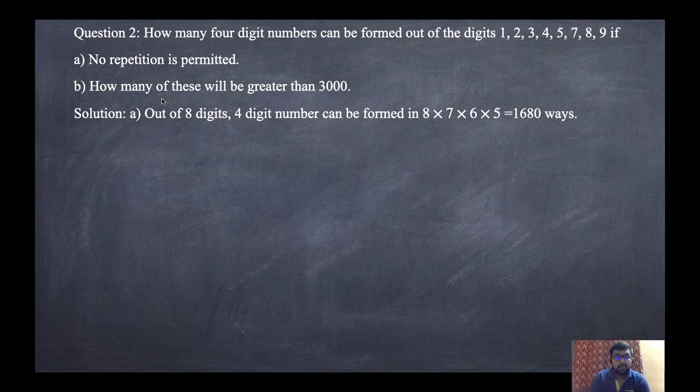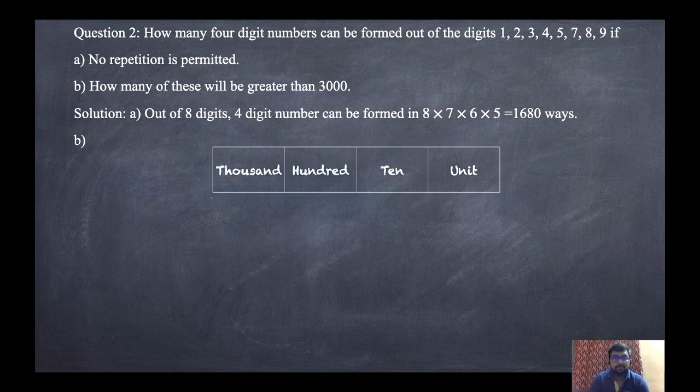Now in second, how many of these will be greater than 3000? And here also repetition is not allowed. Just consider that. Now it will be greater than 3000. So here we have a 4-digit number. So these are the places. This is unit place, tens place, hundreds place, and thousands place. Now we have been given the condition that it has to be greater than 3000. So that means for thousands place we cannot choose 1, and we cannot choose 2. We can choose 3, 4, 5, 7, 8, 9.